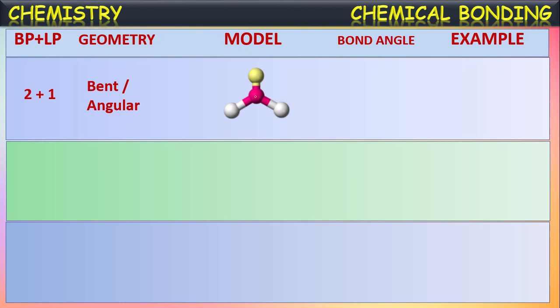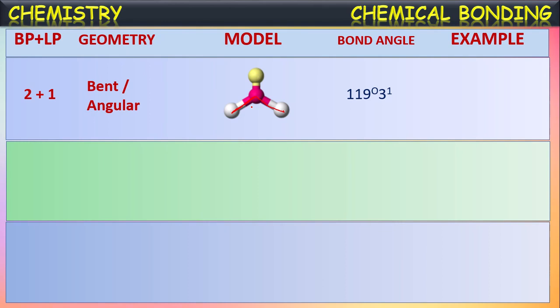So instead of being linear with 2 bond pairs, because of the presence of the lone pair, this will be distorted. Bond pairs will be pushed down. That's why the shape is said to be bent or angular, which we also call V shape. Now here the bond angle may vary from one molecule to another molecule, but on average it is said to be 119 degrees 3 minutes.